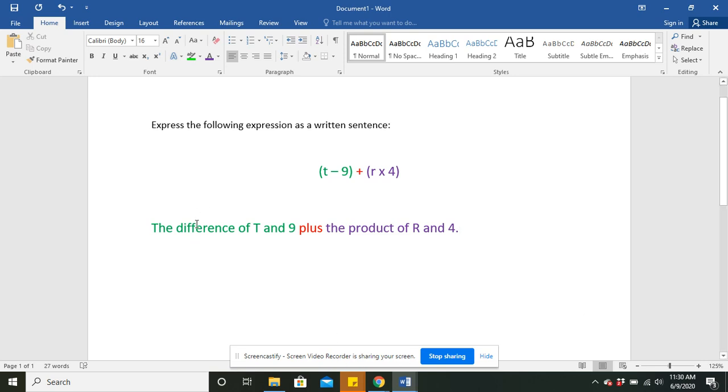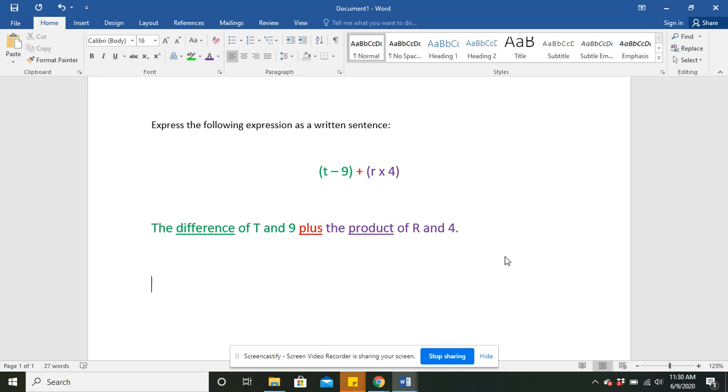So again, I tried to focus on making sure that I chose vocabulary that would show an action or a group based on whether or not the word was a noun or a verb. The difference of T and 9 shows a noun or a group, plus shows an action, and then the product of R and 4 again shows a group by using a noun. There are other sentences that could be used to correctly describe this expression, but I chose to write the sentence that feels the simplest, but also is not misleading.